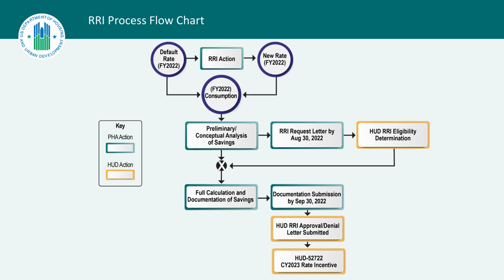This graphic shows the flow of the rate reduction incentive submittal process. The default rate is the rate that would have otherwise been used to determine utility costs. The new rate is the rate in effect resulting from the Housing Authority's rate reduction actions. The default and new rates are applied to the utility data for the current year. In this case, the current year is 2022, and the calculations are prepared for the calendar year 2023 budget. Preliminary calculations are performed in the time between the last bill received in June 2022 and the August 30 notification deadline.